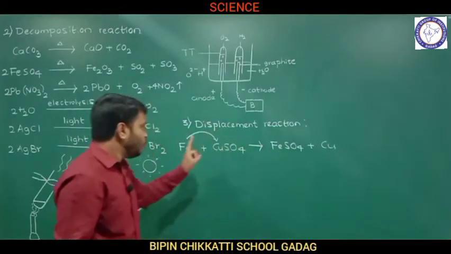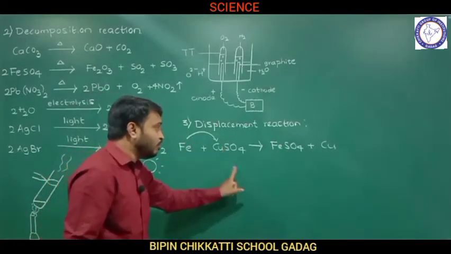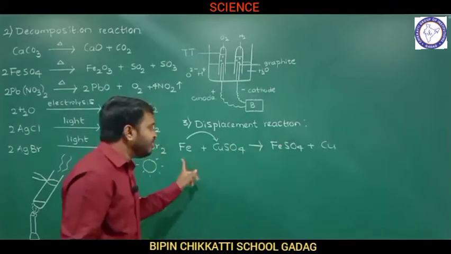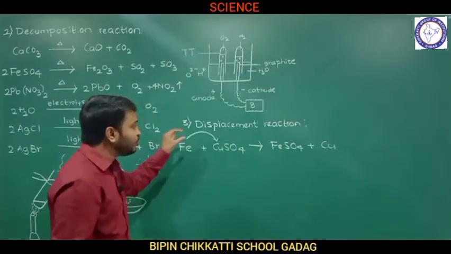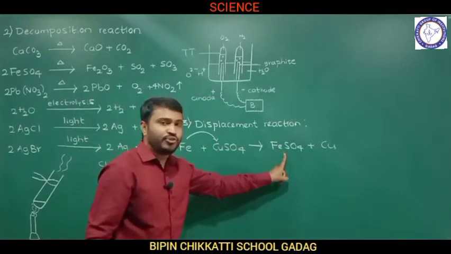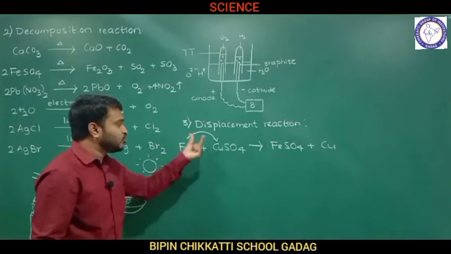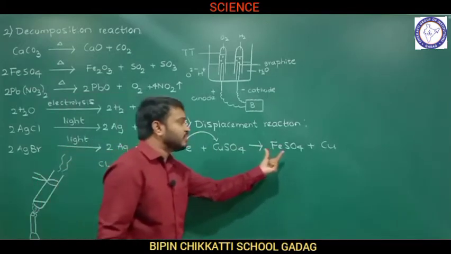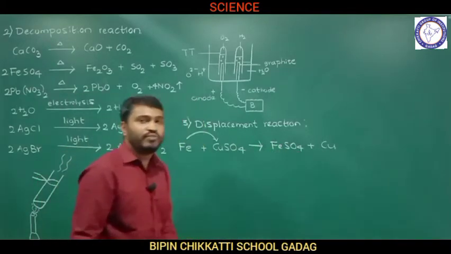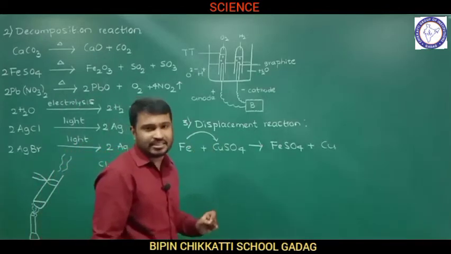I repeat, one element displaces another element from its compound to form a new compound. After displacement of one element from the other element, there will be the formation of a new compound. So in this reaction particularly, iron displaces copper, and we are going to get a new product, that is ferrous sulfate, and copper we are going to get. And that kind of reaction we call a displacement reaction.